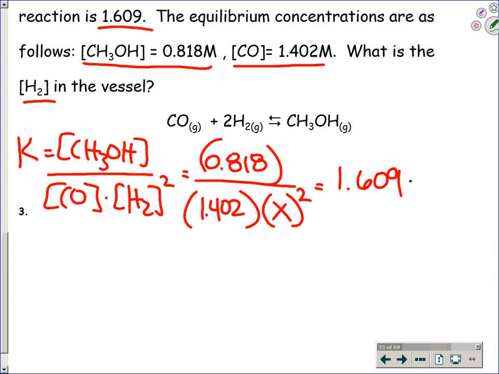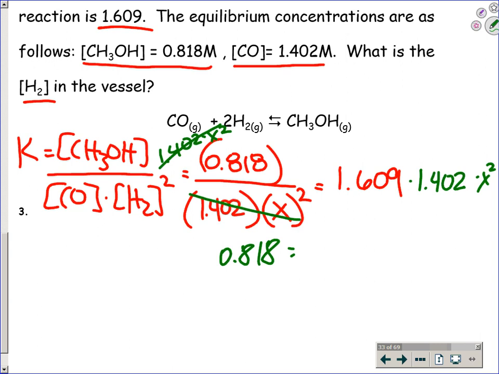Okay, and X squared, because I can't leave this X squared in the bottom because it's going to stay in the bottom and I'm never going to be able to get it out. So if I multiply by 1.42 times X squared on this side, I'm also doing that over here. Okay, so this is gone out of the picture because this cancels over here, and I'm stuck with 0.818 is equal to, what's this times this? 2.25582. I don't want any rounding error, right? So what I've done is I multiplied the 1.609 times 1.402 times x squared. This and this are equal.